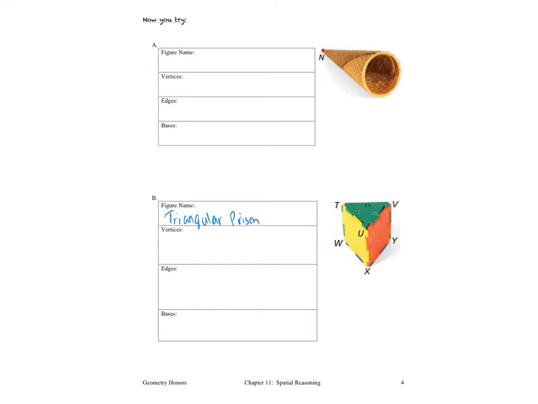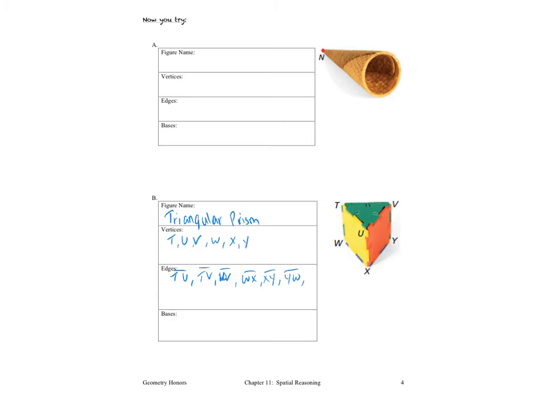Has a lot of vertices. We have the T, U, V from the first base, and the W, X, Y from the second. And for the edges, we have TU, TV, and UV that make up the first triangle, and WX, XY, and YW that make up the second triangle.